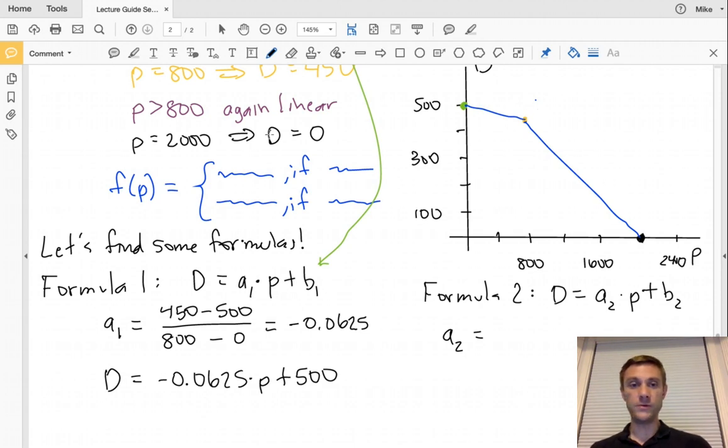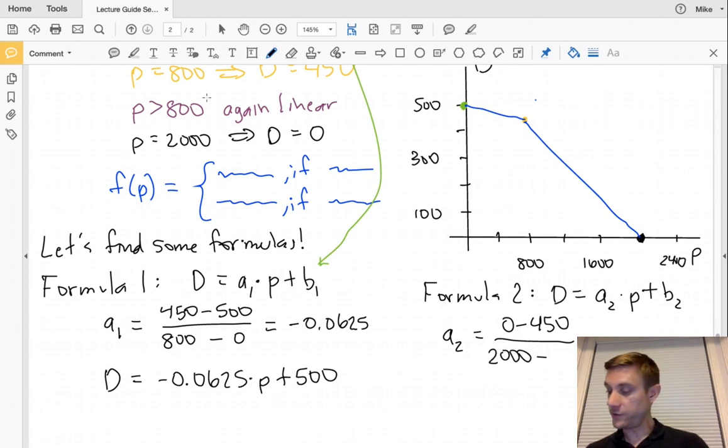So this has an output of 0. So there's d equals 0, and then subtracting the numerator there. Okay, perfect. And then 2000 minus, what was that, the price of 800 that we had before.